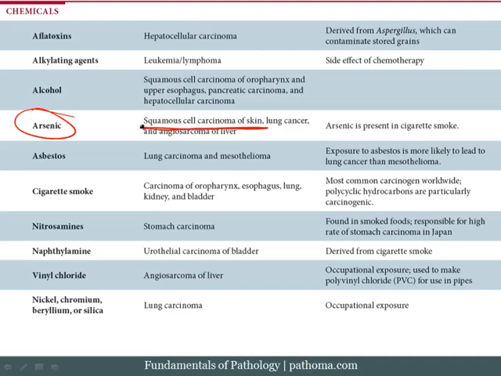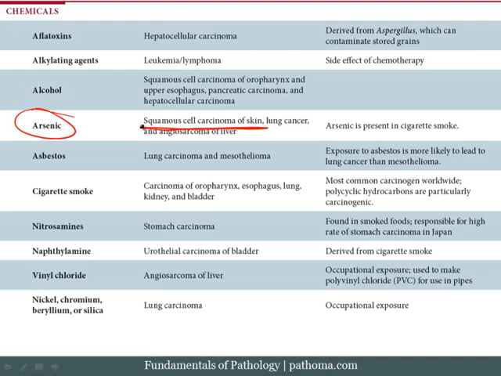So they would apply arsenic to their skin, and arsenic would cause lightening of the skin. Now, unfortunately, one of the complications of using arsenic on the skin was that these individuals would develop squamous cell carcinoma of the skin. And so that's an association to be familiar with. Generally speaking, arsenic and skin are kind of related.